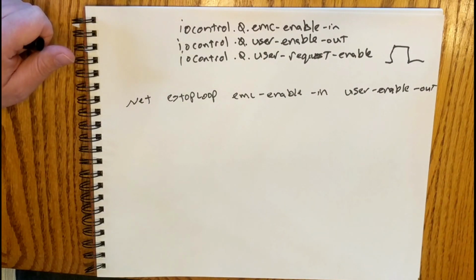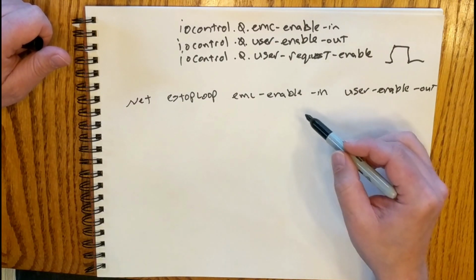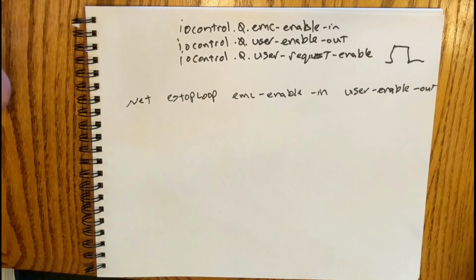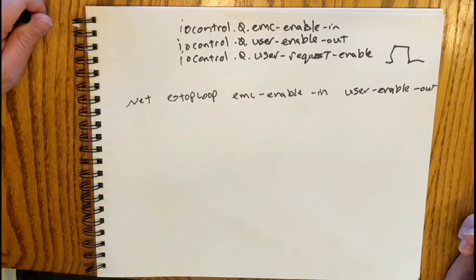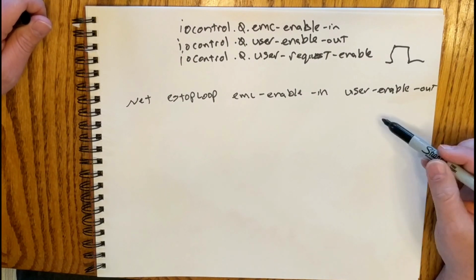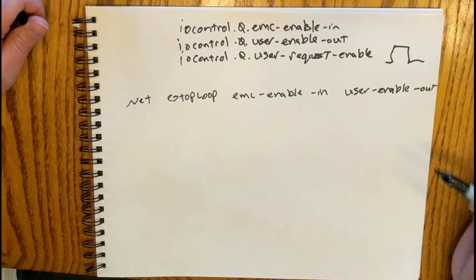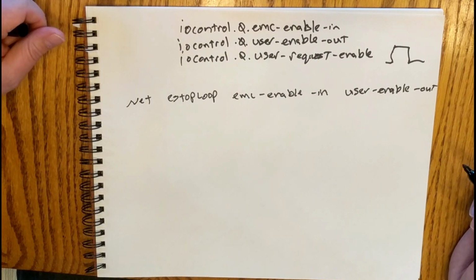And so what happens is you go into the GUI and you click on the estop to pull it out. The user-enable goes high, then the emc-enable-in goes high, and Linuxcnc says, hey, the estop button's out. Or if you were to push the estop in on the GUI, user-enable-out would go false, and so emc-enable-in would go false, and Linuxcnc would say, hey, somebody pushed the estop.